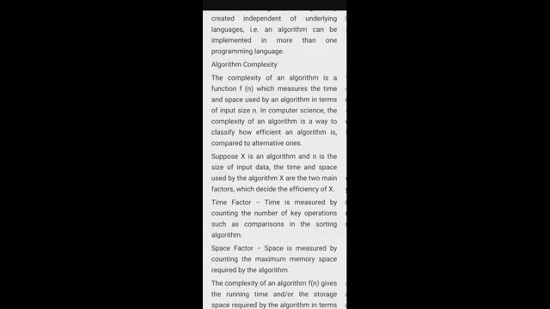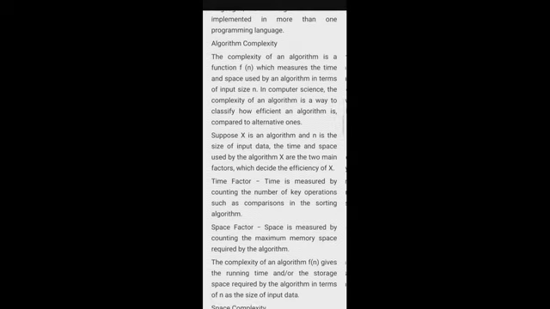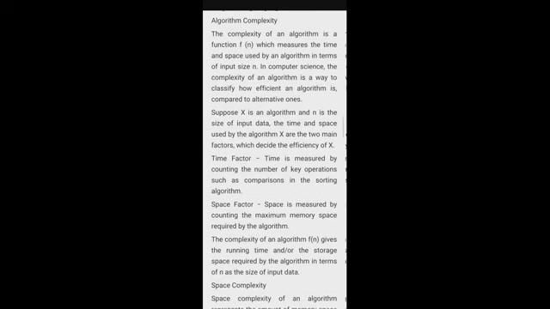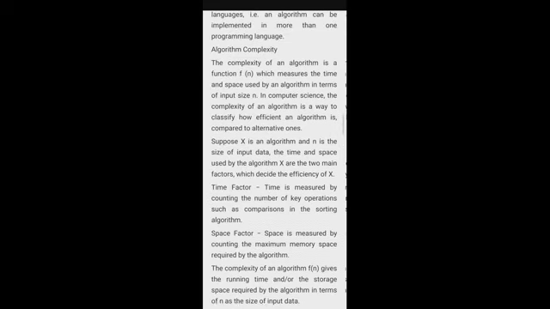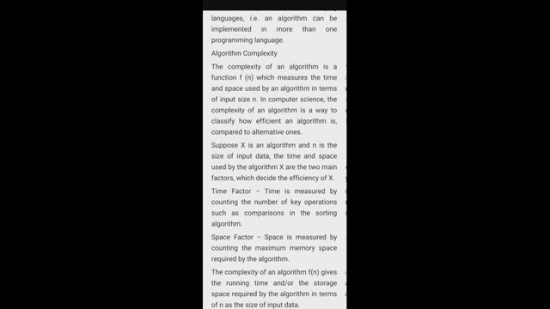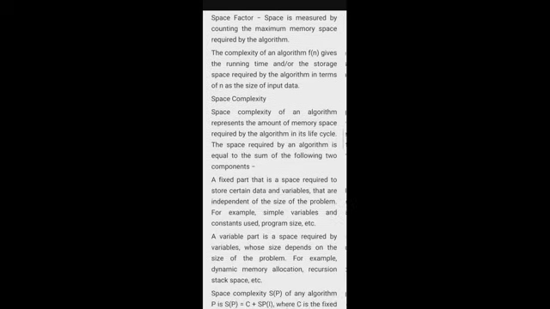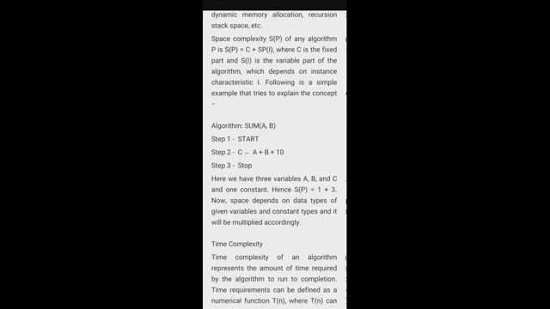Okay, from there we went further, we talked about the space factor and the time factor. These are two things that still buttress this algorithm complexity. The space is measured by counting the maximum memory space required by your algorithm. Then your time is measured by counting the number of key operations. So these are the two things which algorithm complexity is talking about.